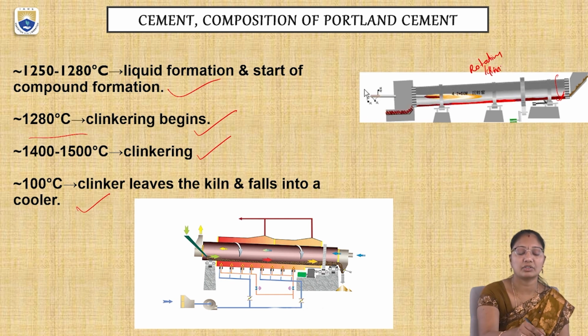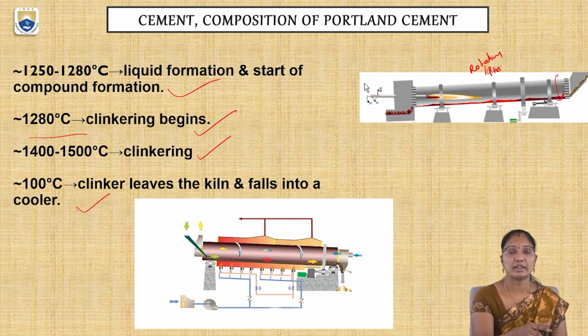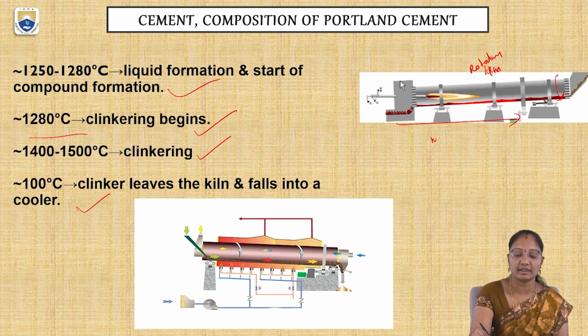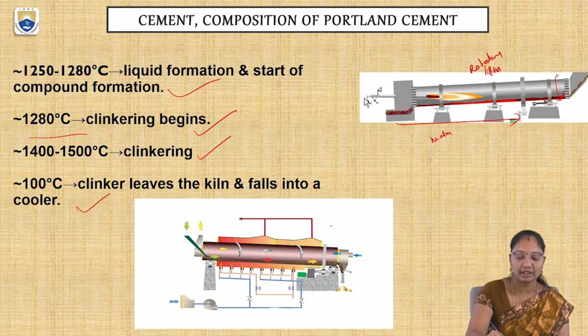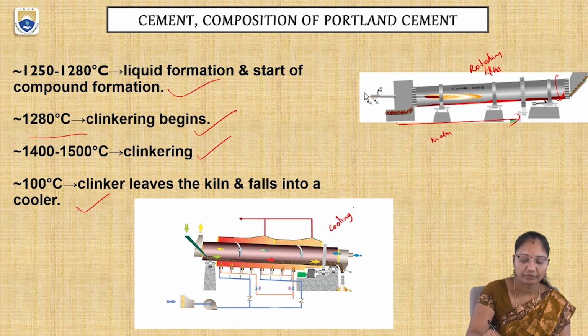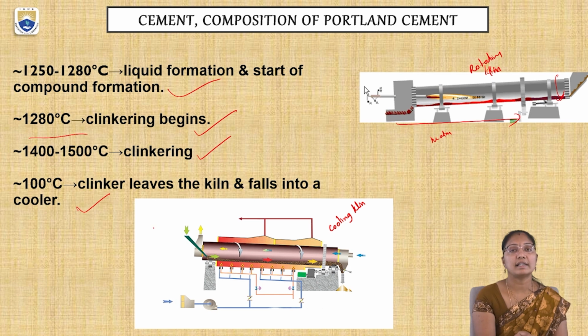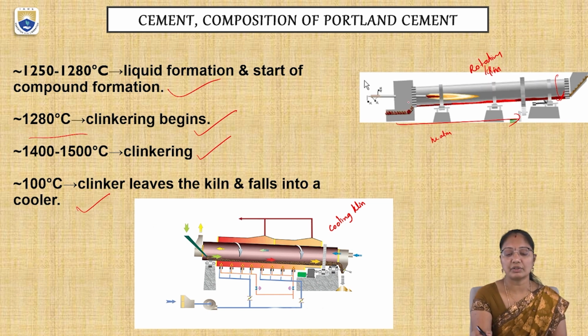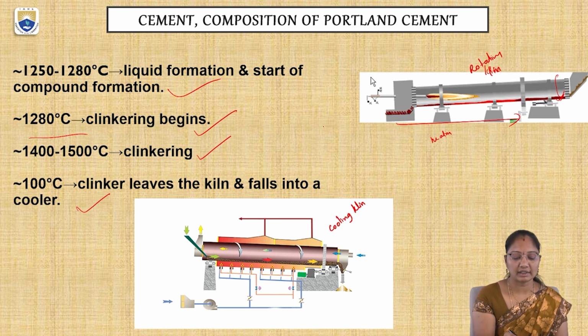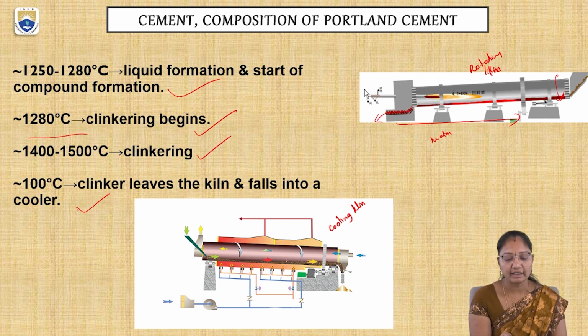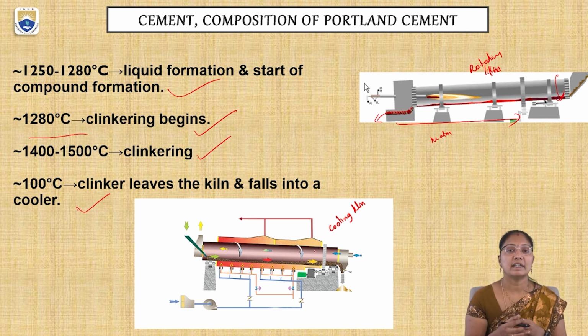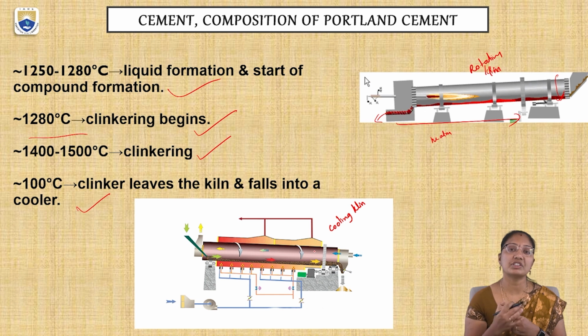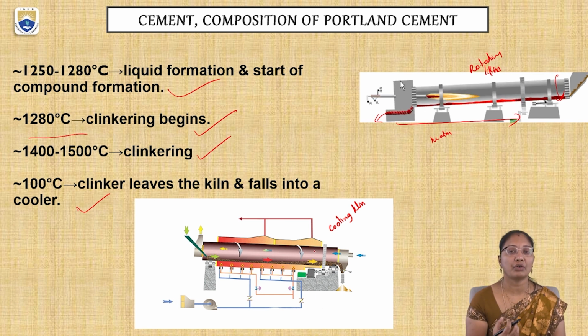So the whole reaction from 1100 to 1500 degrees centigrade happens here, heating in the kiln. This is the cooling kiln. Here the clinker, after its formation, leaves the kiln and enters the cooling kiln, where cooling happens again. Then it is mixed with the gypsum, which is the main cause of the setting of cement.